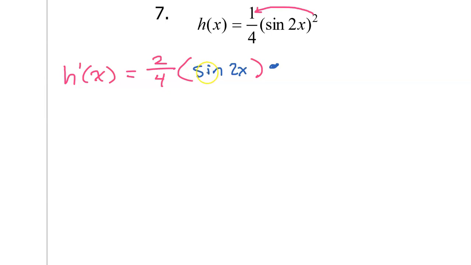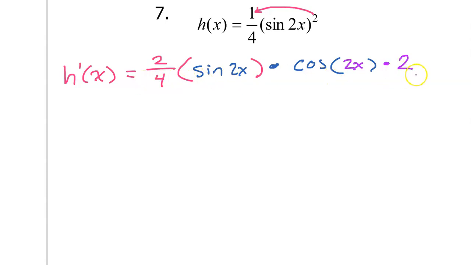So the derivative of sine 2x, we still have an outer function and an inner function. So the outer function is the sine, and the inner function is the 2x. So if I take the derivative of the outer function, the derivative of sine is cosine. So I will now have cosine. But I've got the inner function 2x still. So that's why I need to do the chain rule again and multiply by the derivative of the inner function 2x. And that is 2.